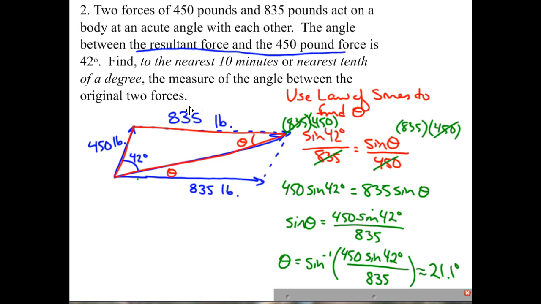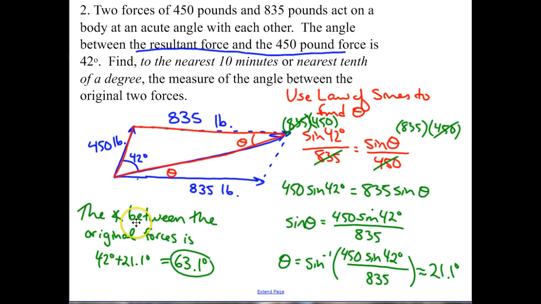That's not the answer to the question, though. The answer to the question is find the angle between the two original forces. So we have to add 42 plus 21.1 degrees. 63.1 degrees is the answer. Again, always go back to the original question. Make sure you're answering that question.